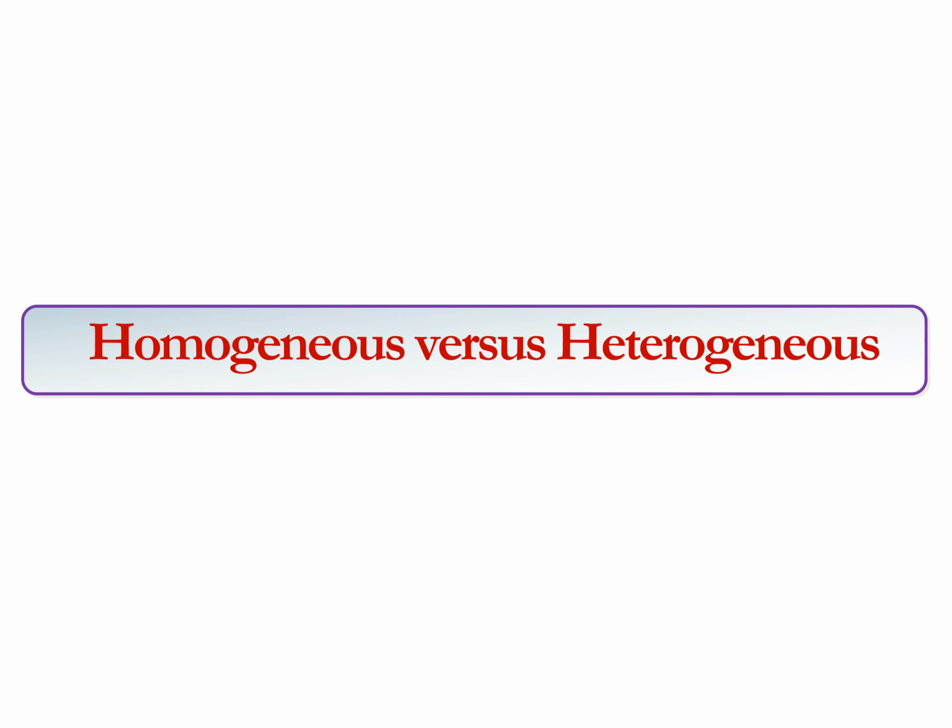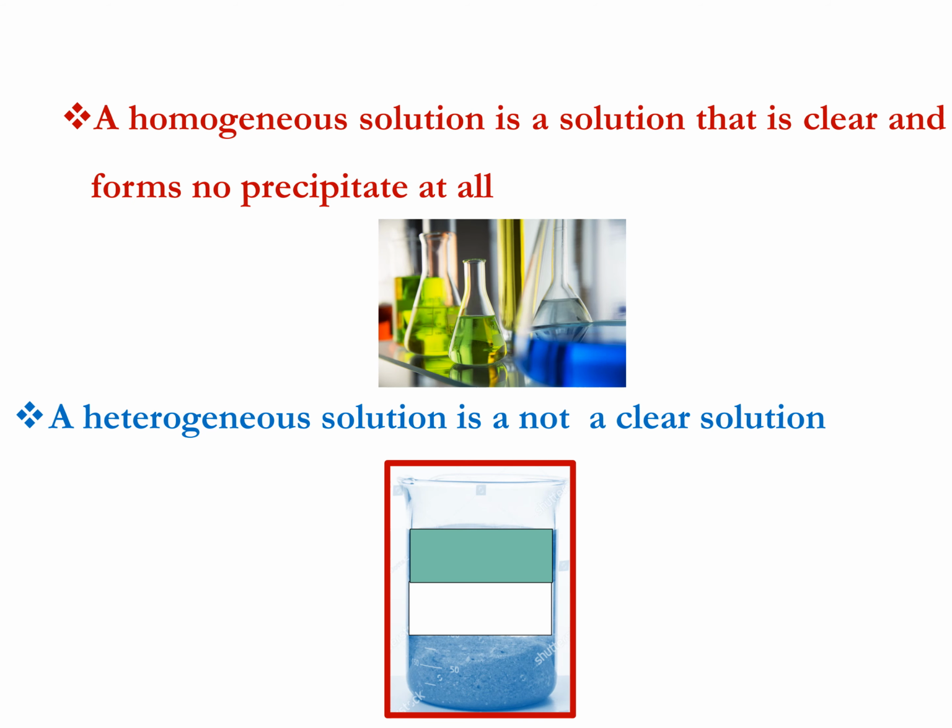Now we look at homogeneous and heterogeneous solutions. A homogeneous solution is a uniform solution. This is an example of a homogeneous solution because the solution is uniform. It forms a very clear solution. There is no precipitate in the solution. The solution is uniform. Therefore, it is a homogeneous solution.